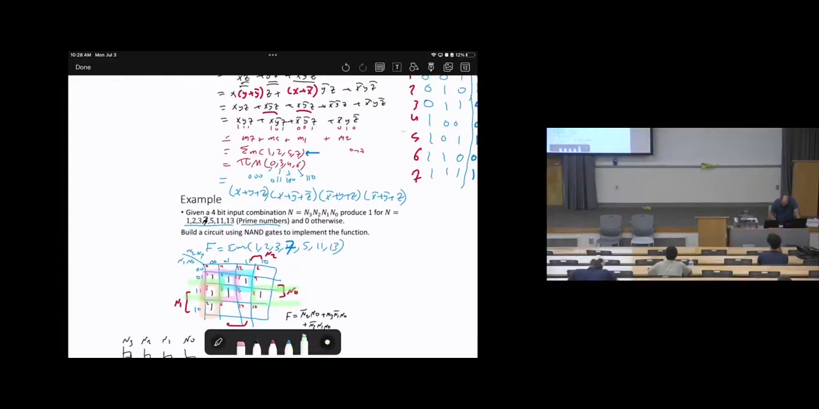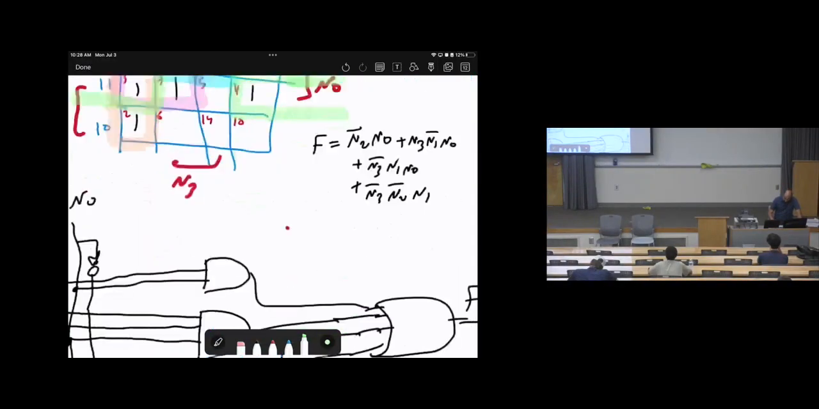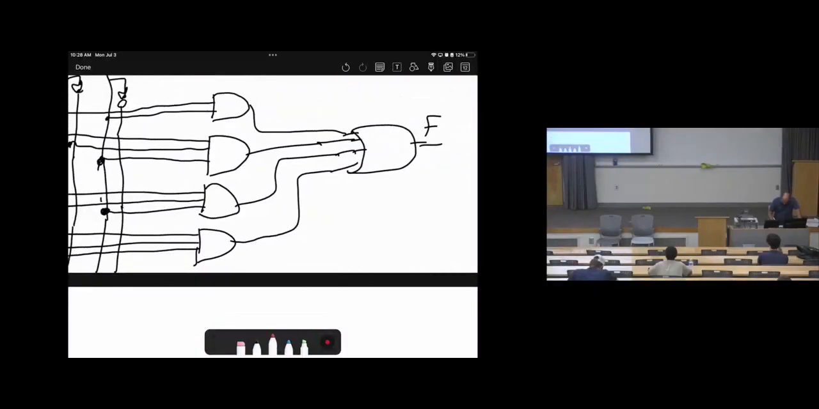The question says NAND gates. Convert this to NAND gates. How can we convert this to NAND gates? Basically, put a bubble here, bubble here, NAND gates, bubbles everywhere. Now they are all NAND gates, and that's enough. You don't need to redraw it; you can redraw it this way, or that's enough.